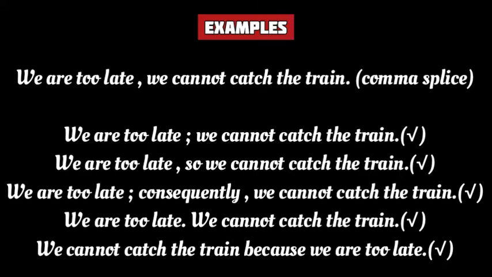For example, we cannot catch the train because we are too late. Here, because is a subordinating conjunction joining the two clauses. So these are the different ways to fix a comma splice.